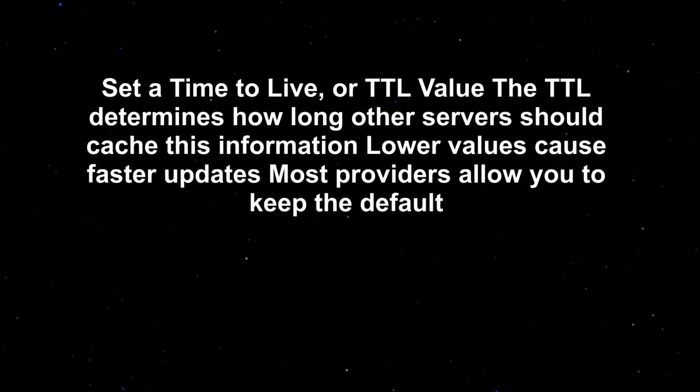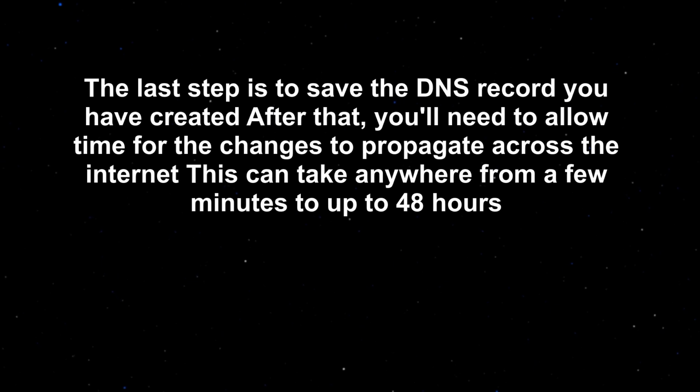Set a time to live, or TTL, value. The TTL determines how long other servers should cache this information. Lower values cause faster updates. Most providers allow you to keep the default. The last step is to save the DNS record you have created.